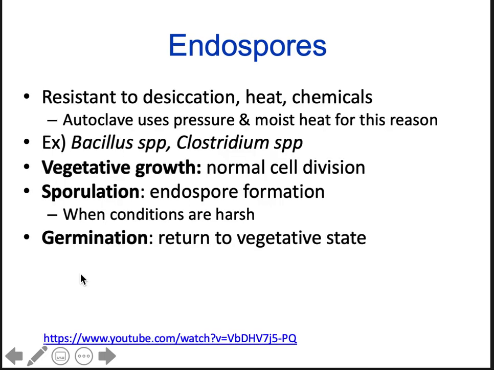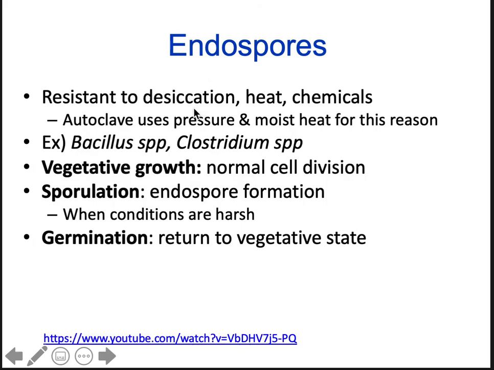Okay, so one more topic about bacteria is endospores. And then we'll be done with the prokaryotes. Okay, endospores are the most resistant structure. You can boil them and they will not die. The only way to kill these, there's a few types of chemicals that can kill them. And then really it's just using the autoclave. High pressure and moist heat.